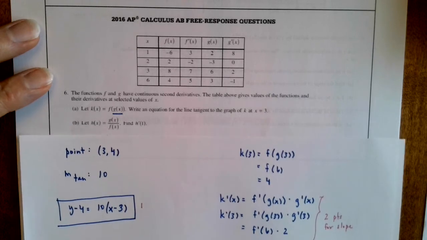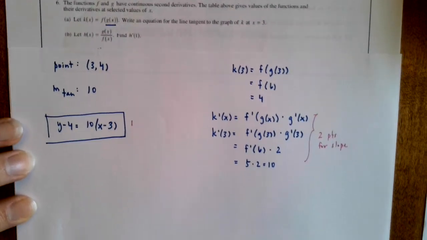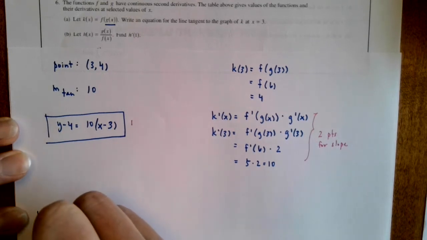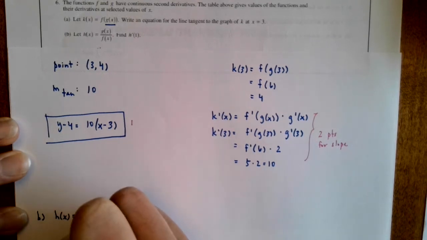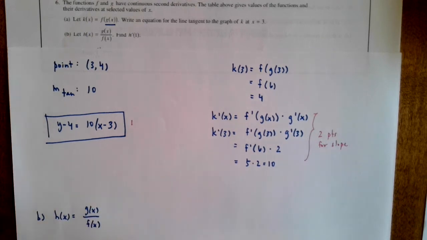All right, part B now. It says let h of x equal g of x over f of x, and they want h prime of 1. Kind of like before, to get h prime of 1, I need to write an expression for h prime of x. And we're going to do that using the quotient rule.